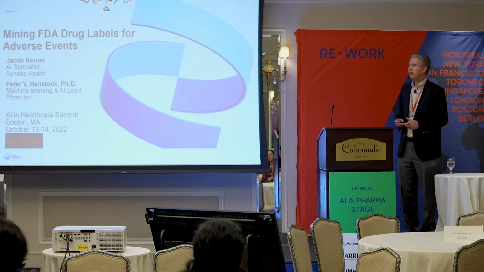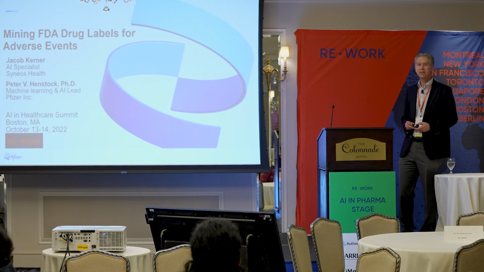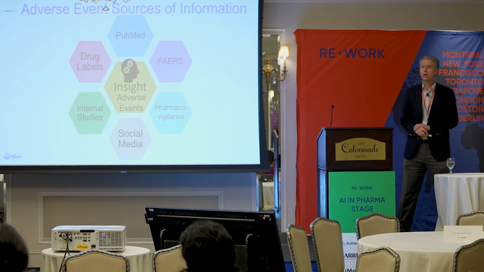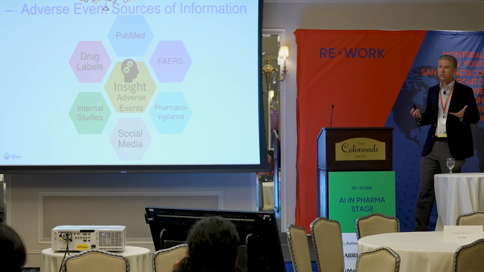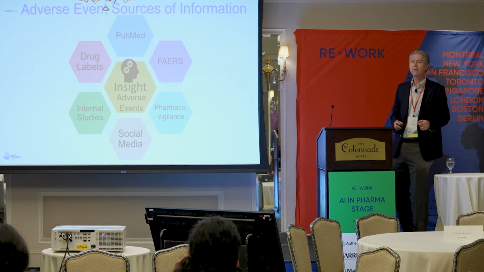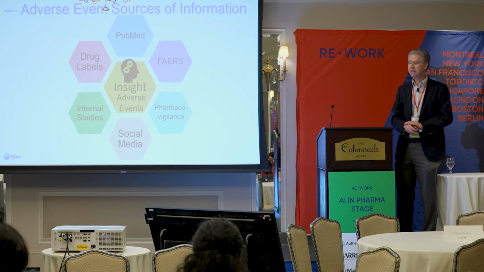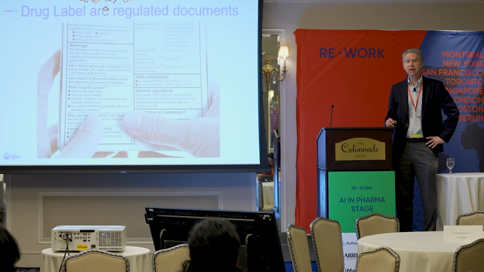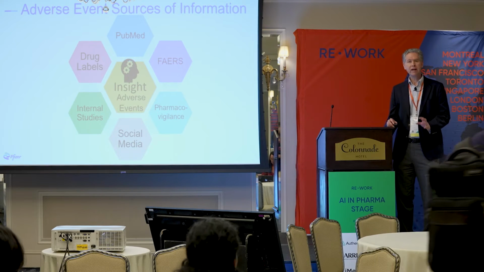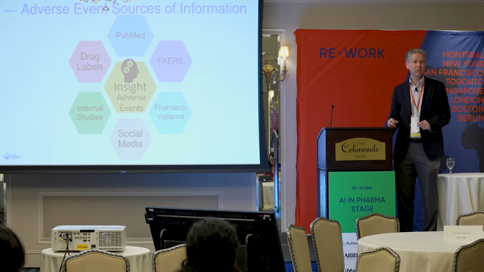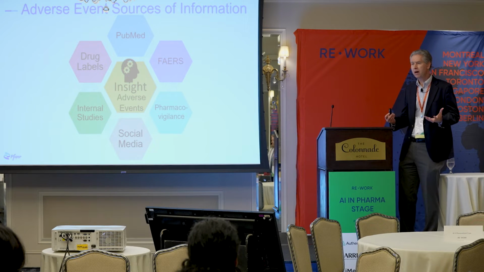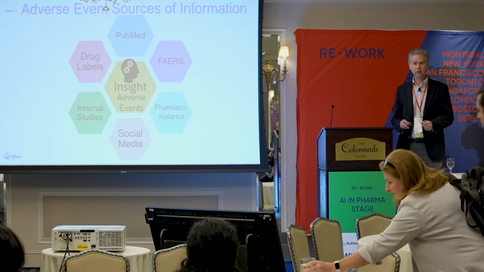I'm from Pfizer, and I have a co-presenter, Jacob, who will be presenting the technical stuff in the middle of the talk. We're looking at adverse events, and can we get those from different places? We have lots of different places we can acquire the adverse events from. We can look at PubMed, FAERS, pharmacovigilance data, social media and other places, even internal studies. But the one place we're really focused on right now is the drug labels from the FDA and later from the EMA. This is our source of insight on what's going to make a good drug.